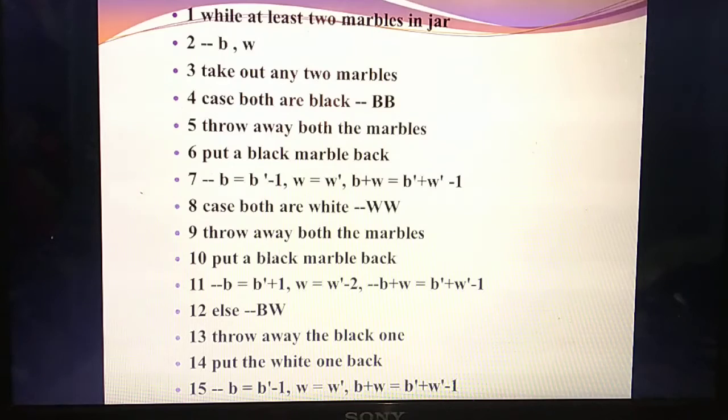But what's the condition? If you are taking 2 marbles outside, we need to put the black marble again inside the jar. So B equal to B dash plus 1. Again you are putting the black marble inside the jar, so you need to add.